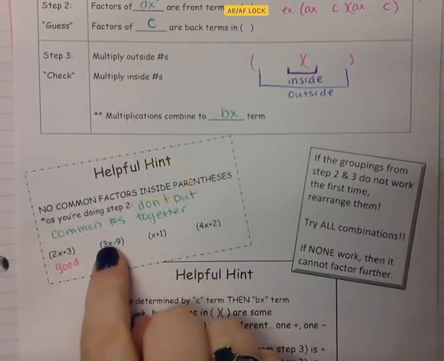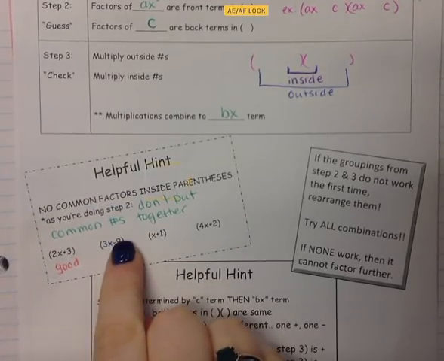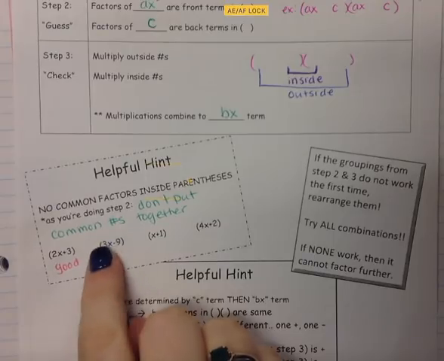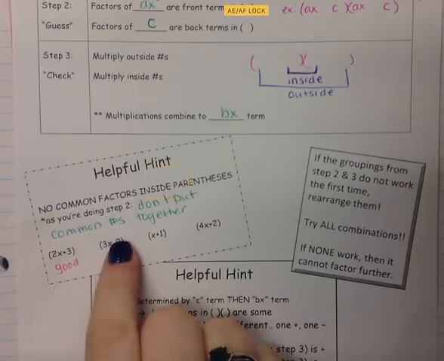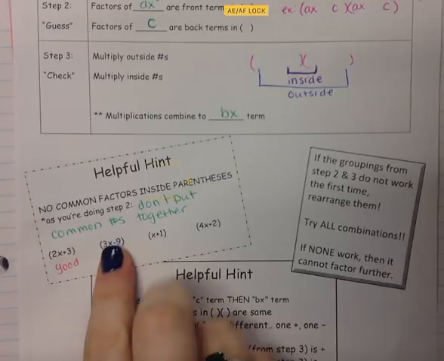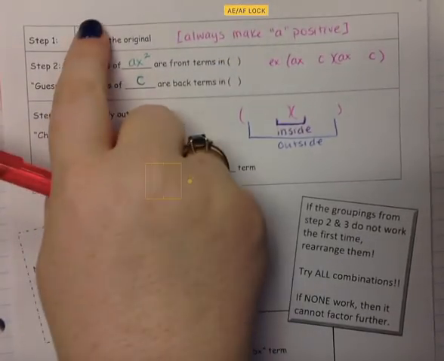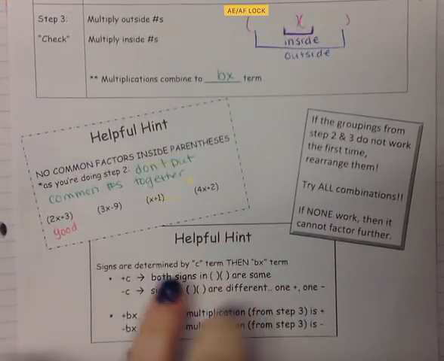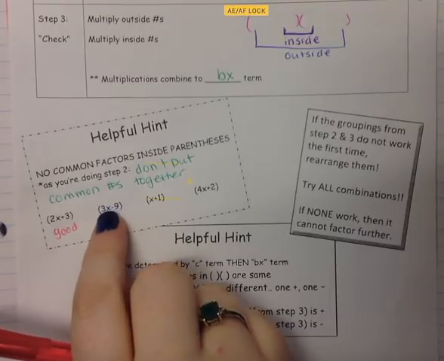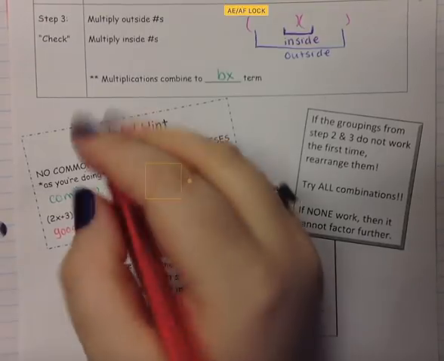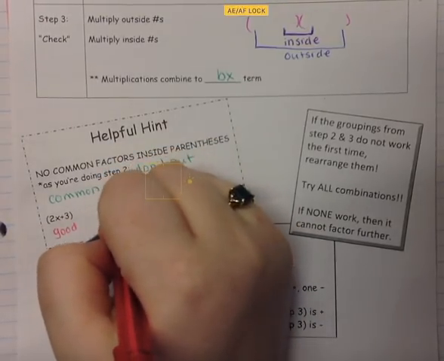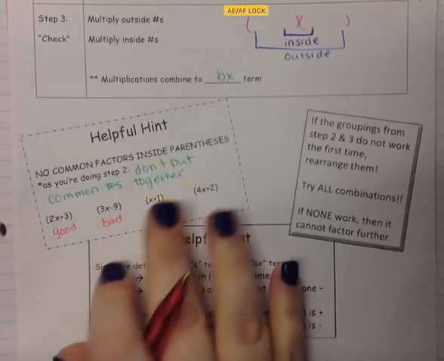This next one, 3x minus 9, 3 and 9 can actually both be divided by 3. This is bad to be put together because you should have already factored the GCF, because that's what step 1 was. Basically, you never factor your GCF, and that's not good. So this is bad. Your factor should never look like that.